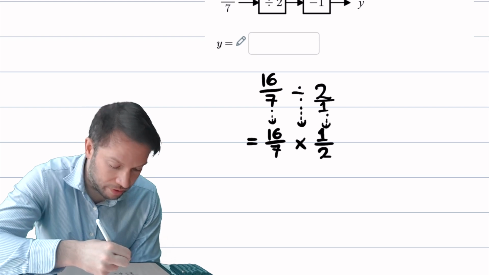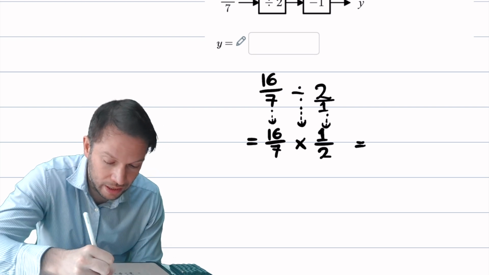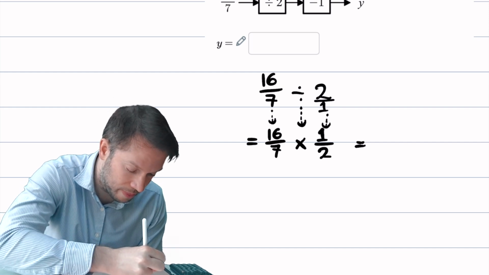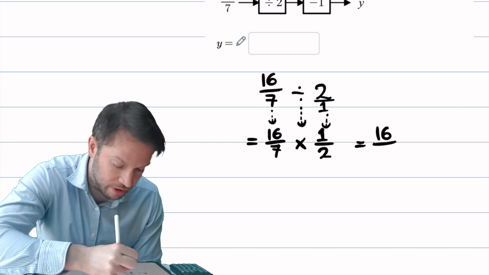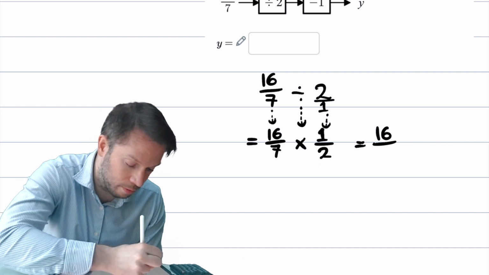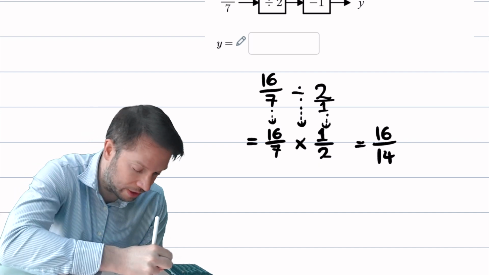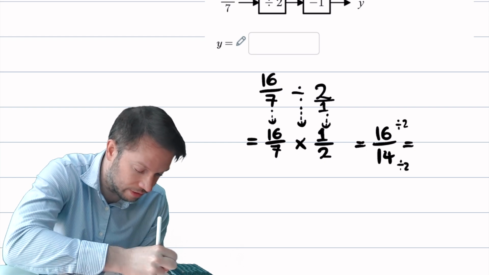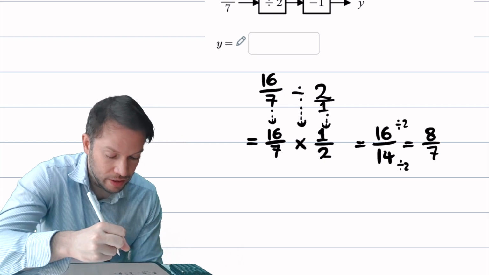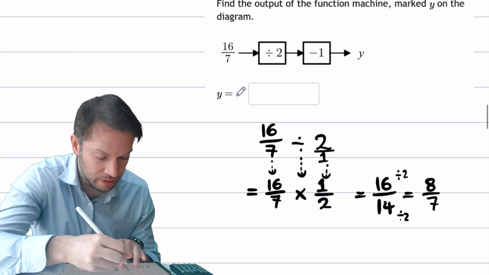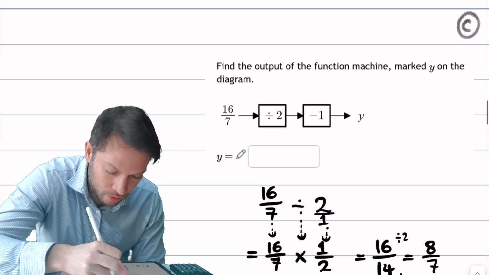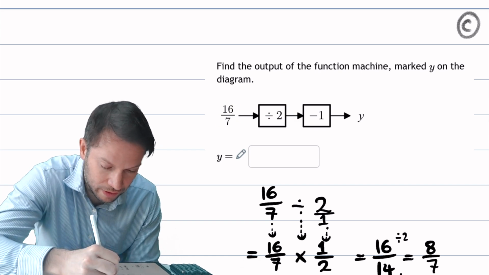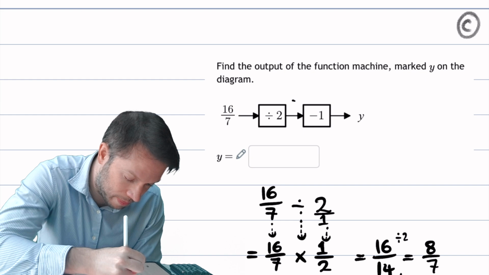So keep, change, flip, like that. And now to multiply fractions, we just multiply the numerators. So 16 times 1 is 16. And then 7 times 2 is 14. And we can simplify that because we can divide top and bottom by 2. And that gives us 8/7. So therefore, 16/7 divided by 2 is 8/7. And therefore, once it's 16/7, we're dividing by 2, it's going to spit out of this function machine 8/7.